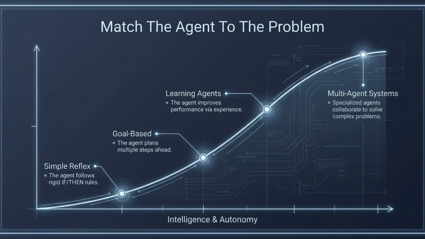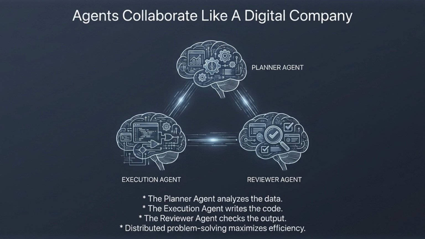It is important to match the agent to the problem, ranging from simple reflex agents following rules to advanced multi-agent systems designed to solve highly complex challenges. Multi-agent systems function like a digital company. A planner analyzes, an executor writes code, and a reviewer checks the output, maximizing efficiency through distributed problem-solving.